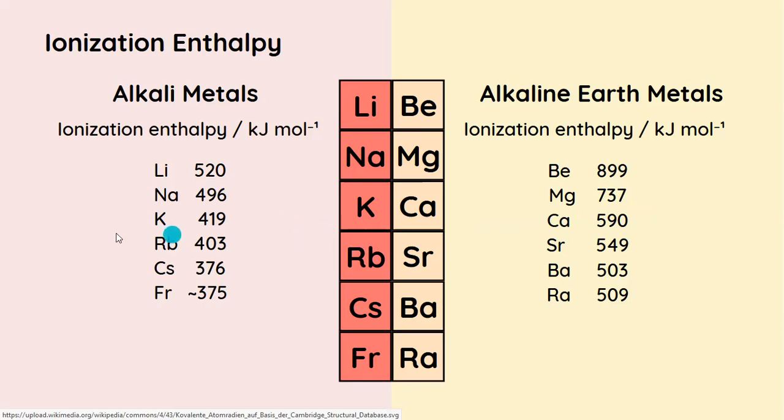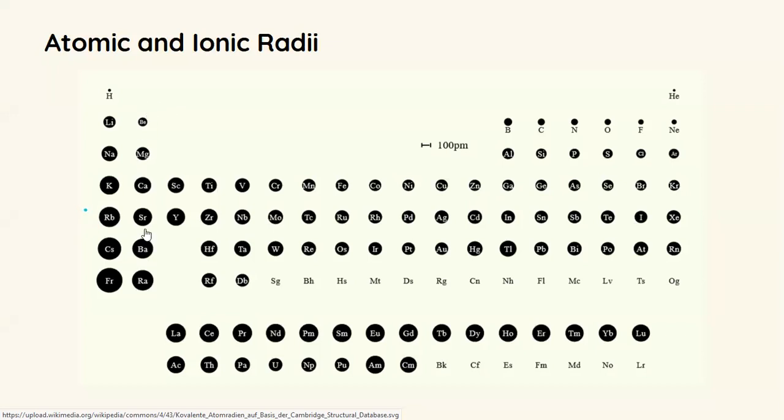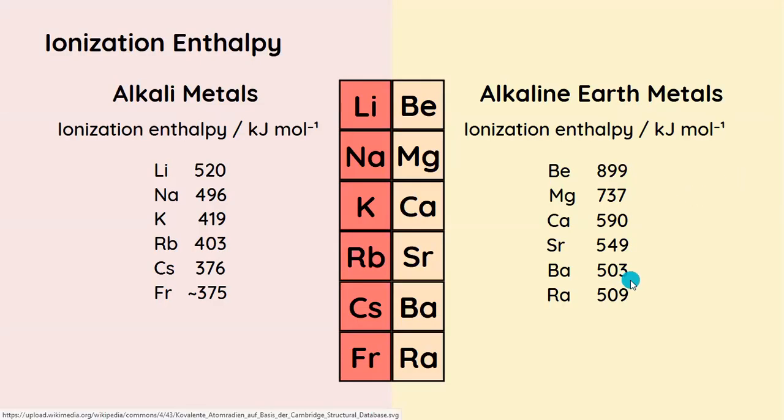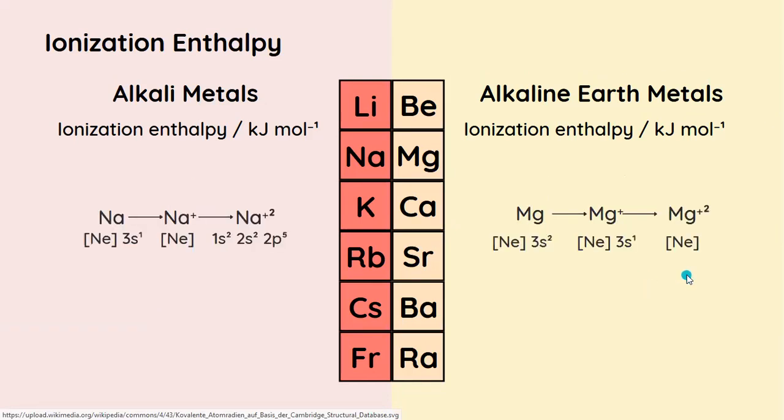And this is again to do with the atomic radius. The atomic radius of alkaline earth metals is slightly smaller than that of the corresponding alkali metal. Because of that, when we compare across the corresponding alkali and alkaline earth metals, we notice that the ionization enthalpy for these elements is relatively higher. Secondly, as we go down the group, the same thing is followed: there is a decrease in the ionization enthalpy because of the increase in the atomic radius.